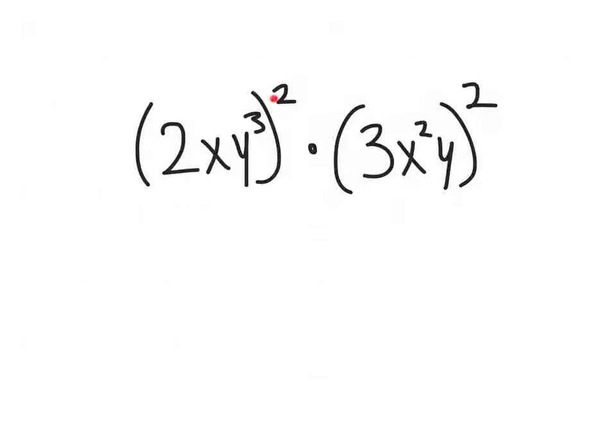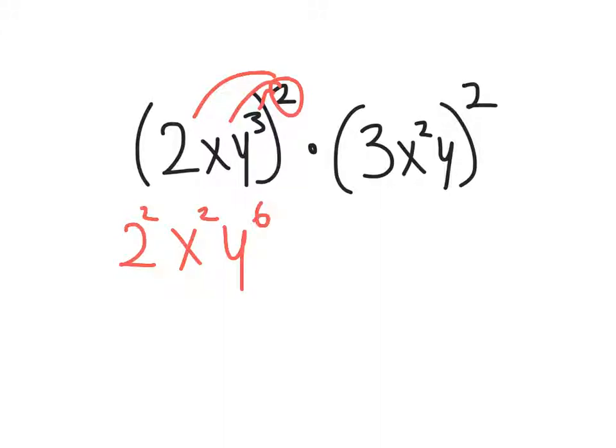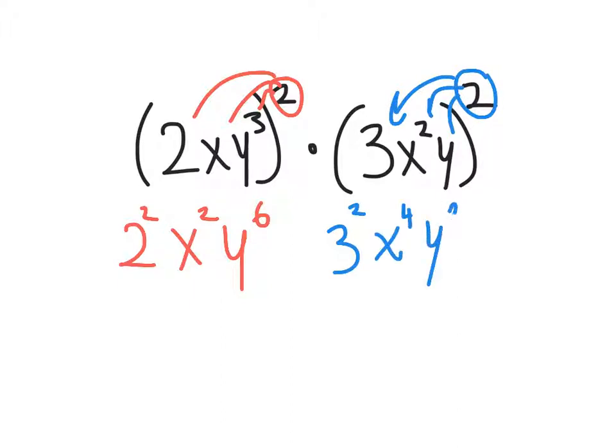Once again, we do have parentheses here with the exponent on the outside, so I'm going to distribute that outside exponent, the 2, to the 2, the x, and the 3. So what do I get? I get 2 to the second, x to the second, y to the 6th. And now let's do the other one. I'm going to distribute the 2 over here. 2 on the 3, I get 3 to the second, and then x to the 4th, and then y to the 2nd.